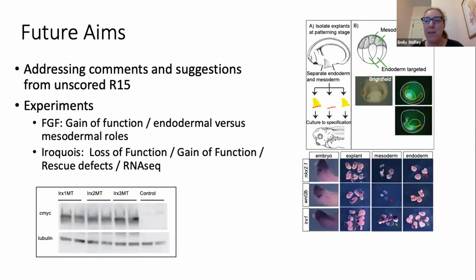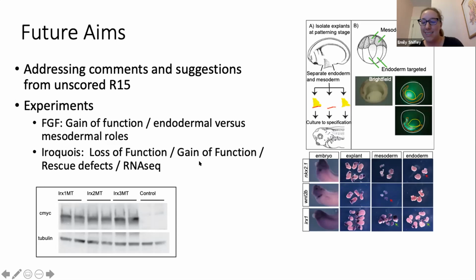My future aims for the research are to continue to work on this project and address all the comments and suggestions from my last grant application. With the FGF experiment, when we are inhibiting it in the whole embryo, that's a pretty severe effect, but we have some different ideas for doing a more targeted knockdown or overexpression of FGF signaling with Xenopus to see which germ layer it's important in.